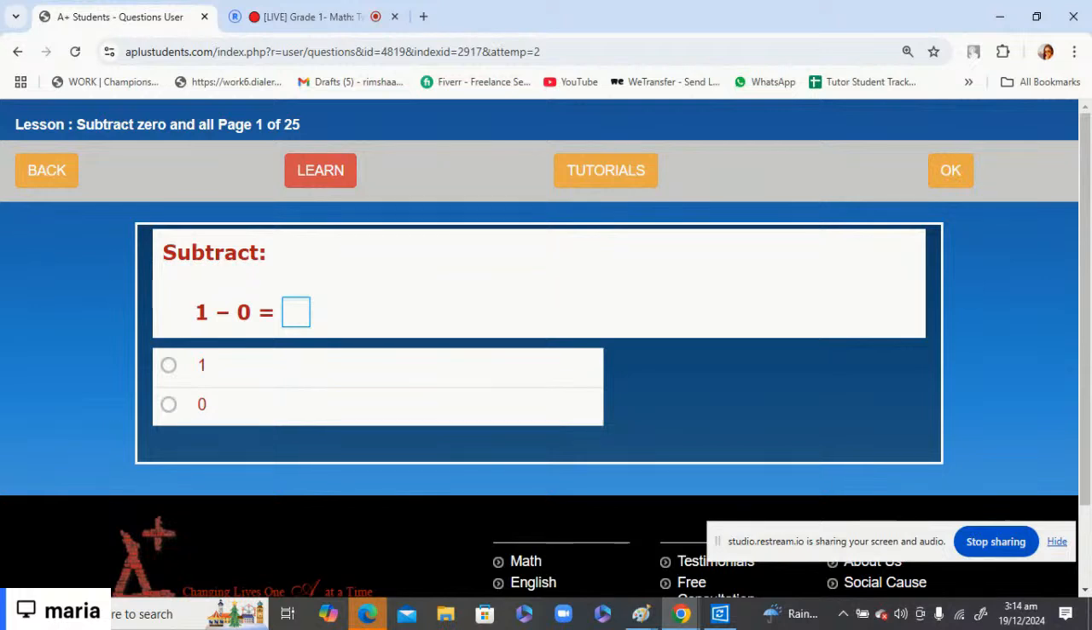It's 1. Then 0 is subtracted. Then how much is left? It's 1 is left, okay?